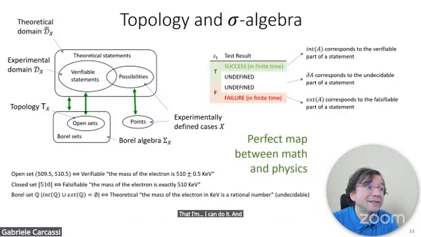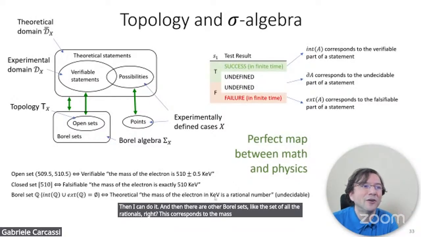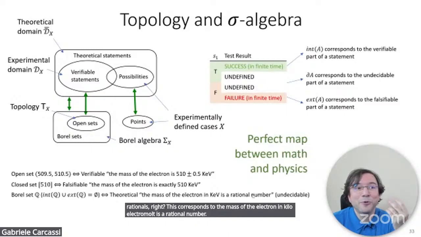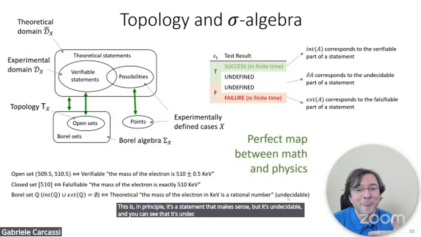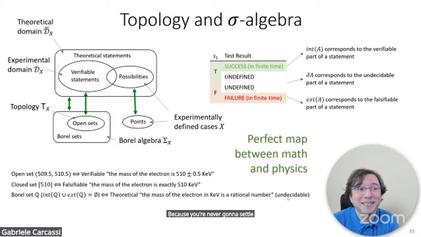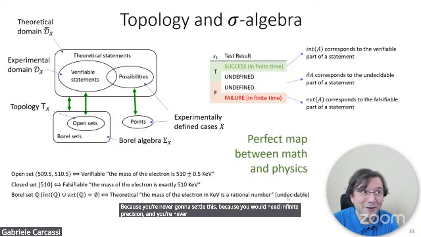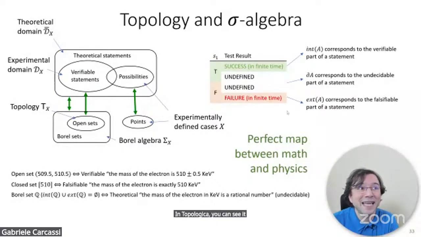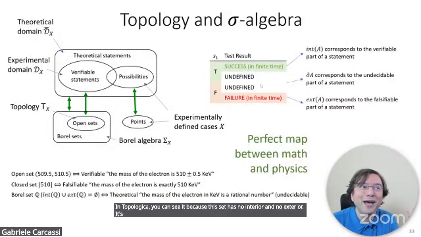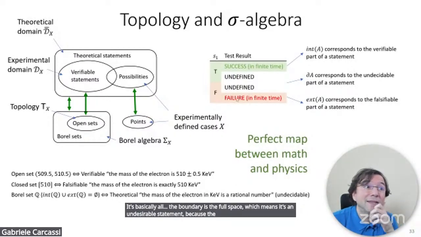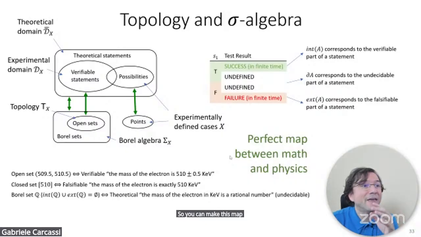And then there are other Borel sets, like the set of all the rationals, right? This corresponds to the statement that the mass of the electron in kilo-electron-volts is a rational number. In principle, it's a statement that makes sense, but it's undecidable, and you can see that physically, because you're never going to settle this; you would need infinite precision, and you're never going to get infinite precision. In topology, you can see it because this set has no interior and no exterior. The boundary is the full space, which means it's an undecidable statement, because the corresponding test is never going to terminate.